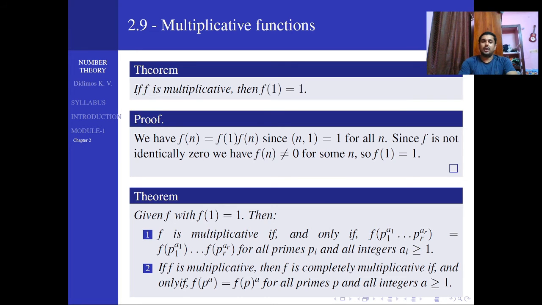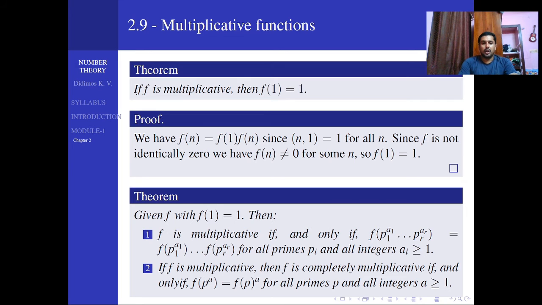Now we choose such a point. Choose a point n such that f of n not equal to 0. Such a point exists because f is multiplicative. That means f is a non-zero function. So at least one such n exists. So if we cancel this f of n from both sides, we will get f of 1 is equal to 1. That's very simple. So this is nothing but a necessary condition. This is not sufficient, at least for the time being.